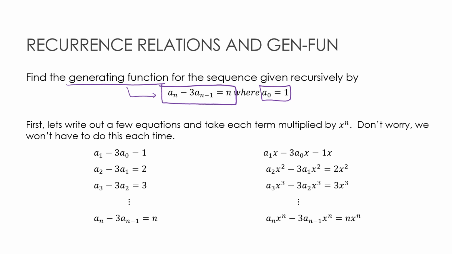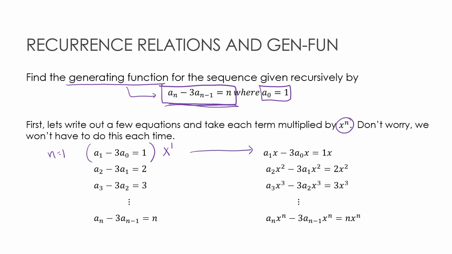What we're going to do, just to make sure we understand where all this is coming from, is write out the first few equations given by this function. So for instance, if n were 1, then I would say a sub 1 minus 3 times a sub 0 equals 1. And then I'm just going to take each one times x to the n. So essentially I'm going to take this times x to the first. And this is the resulting equation.